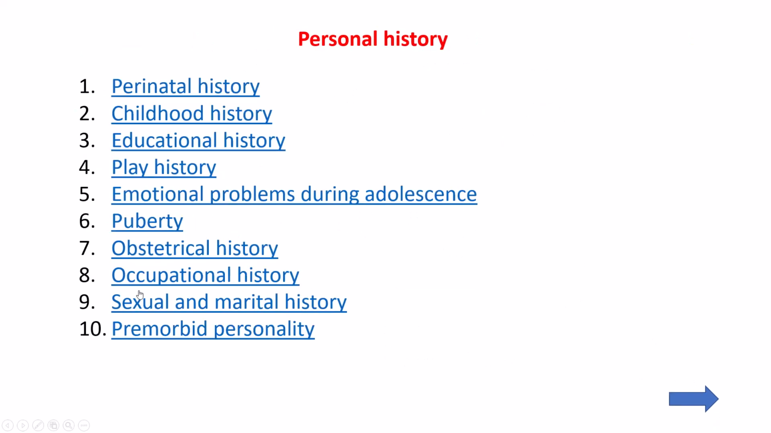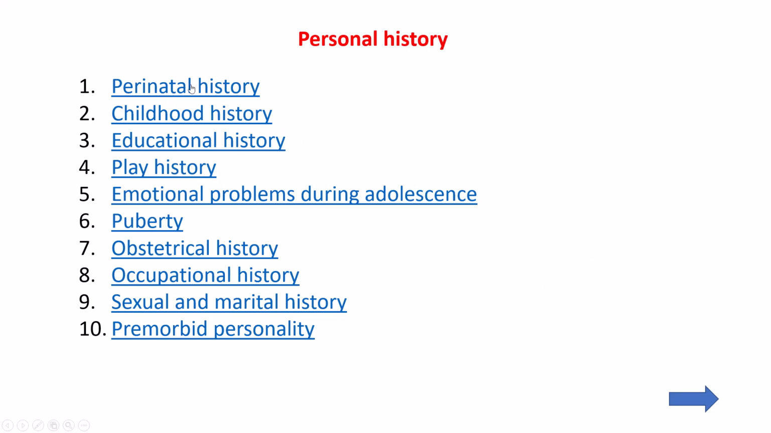Next is personal history. There are 10 things we have to take, and this varies according to the patient's age. If you are taking the history of children, then only perinatal history, childhood history, educational history, and play history we can take.